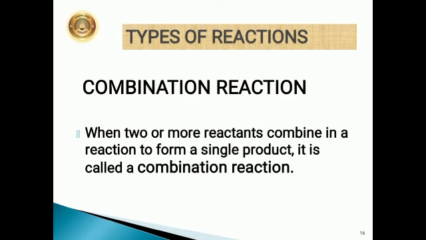Now we have seen how the chemical equation is formed. Now let us come to the types of reactions. Chemical reactions are classified into 4 types in accordance with the nature and the number of reactants and the products. The first is a combination reaction. The word itself suggests combination: when 2 or more reactants combine in a reaction to form a single product, it is called a combination reaction.